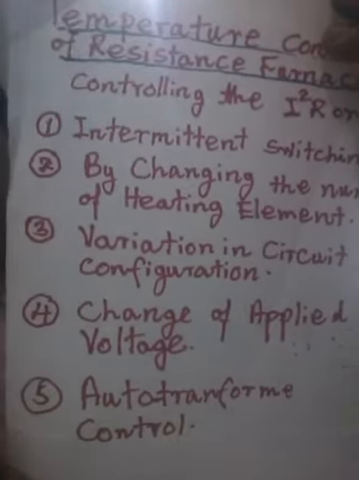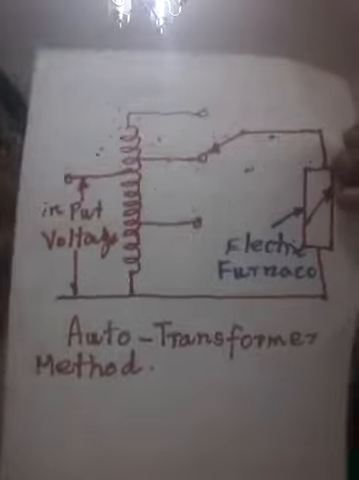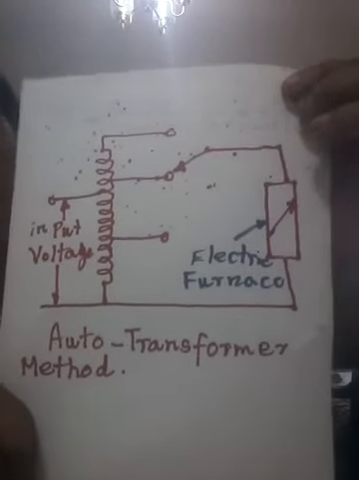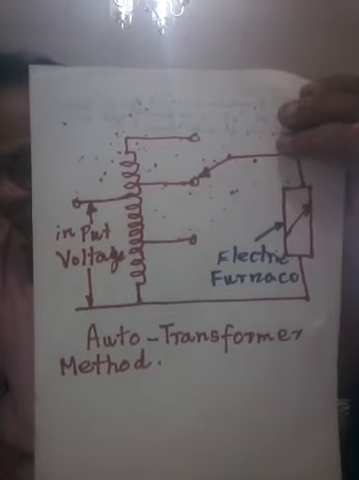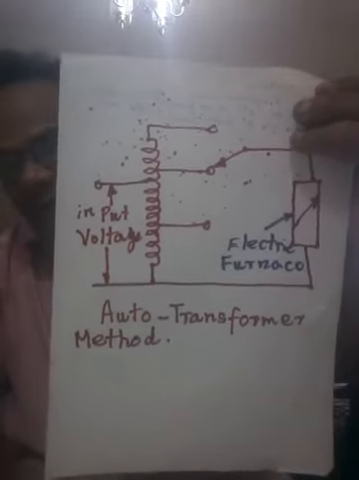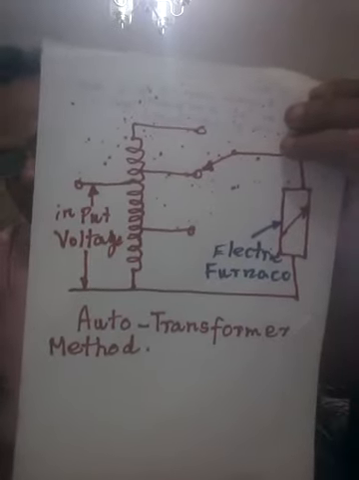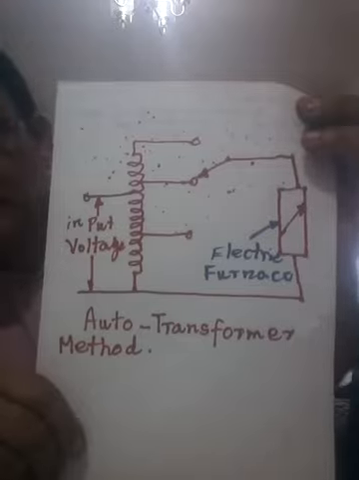Another method is the auto transformer method. This is the furnace and this is the auto transformer. The auto transformer can decrease or increase the furnace voltage, decreasing or increasing the temperature. When the voltage increases, the temperature goes high, and when the voltage decreases, the temperature goes low. That is the auto transformer method.